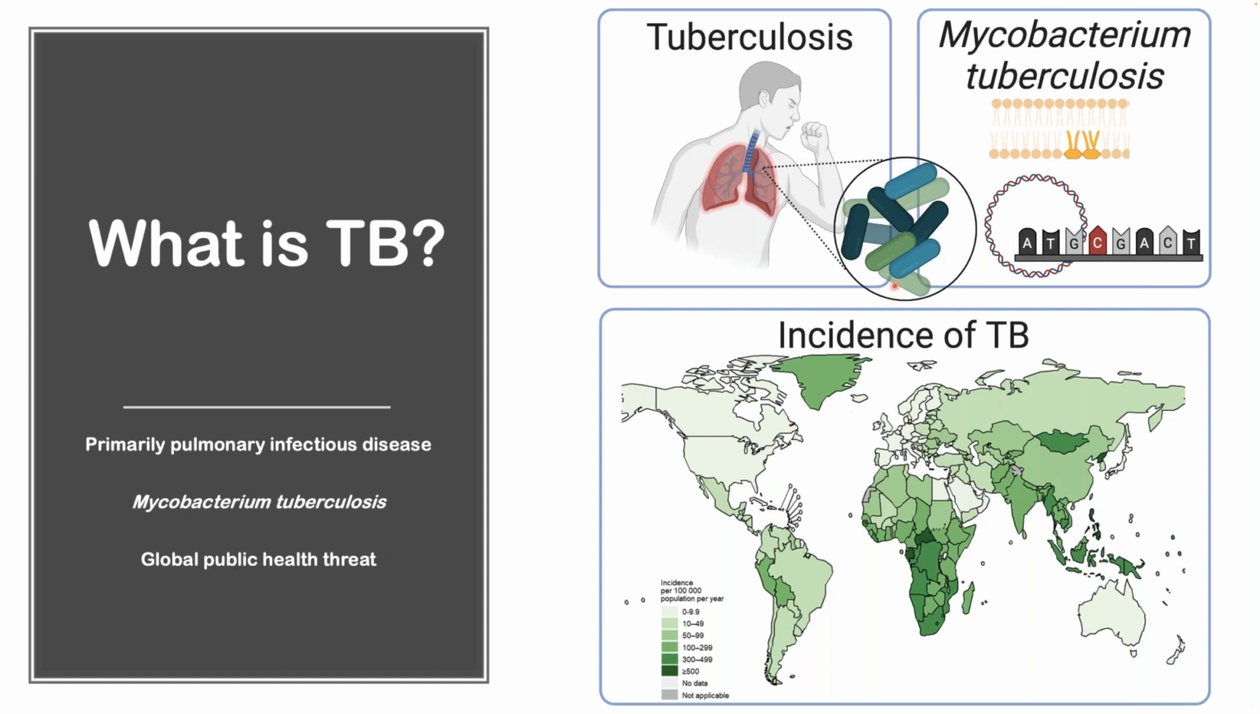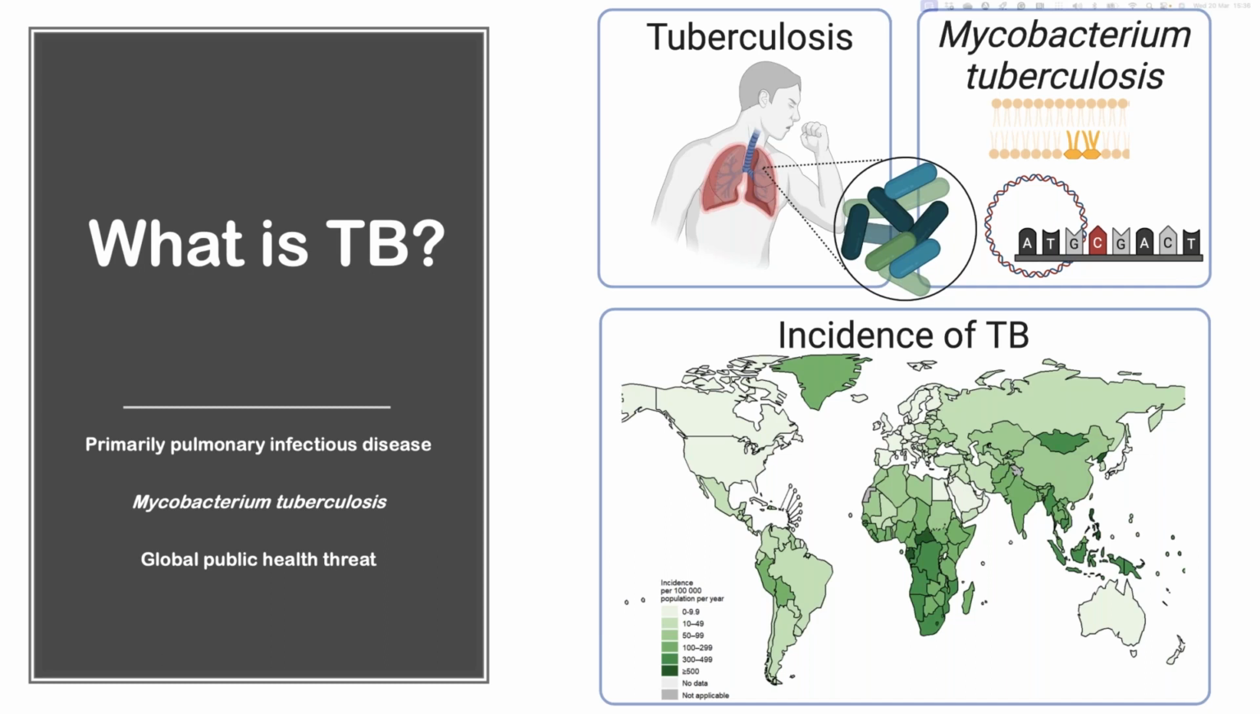Here we have a closer look at the culprit, the MTB bacterium. It is a rod-shaped bacillus, and notice in this panel its distinct thick lipid-rich cell wall, which makes it particularly resilient. It also harbors a single circular chromosome with very high GC content, approximately 65%. And this contributes significantly to its unique genetic makeup and many of the challenges that we face in TB research.